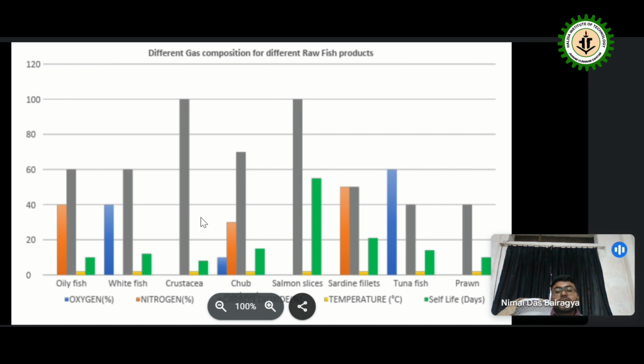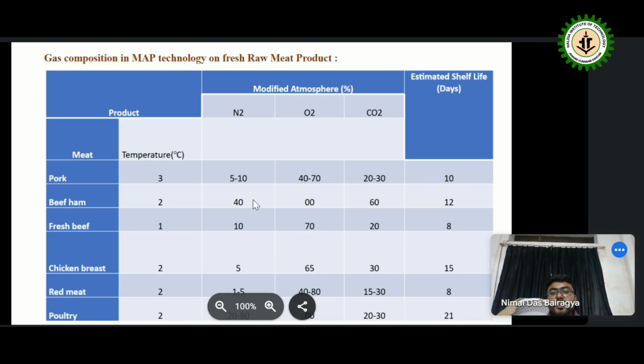So this is the graphical presentation for the different types of fish products. The orange line will denote the nitrogen level. Next, the oxygen level will be denoted by the blue line, the temperature will be denoted by yellow, and the shelf life will be denoted by the green line. For the different types of fish products, oily fish or tuna fish, prawn or salmon fish, we can observe different types of shelf life, and the combinations of gases are also different for the different types of fishes.